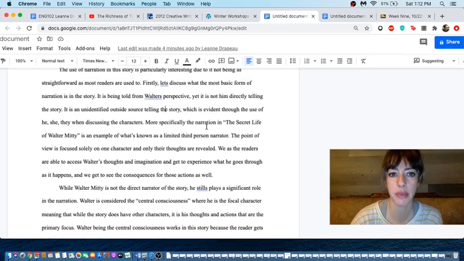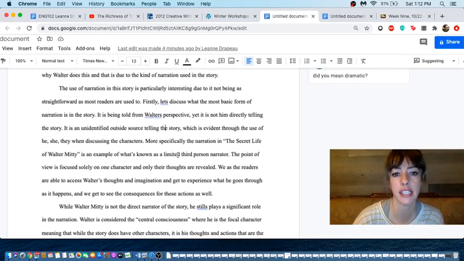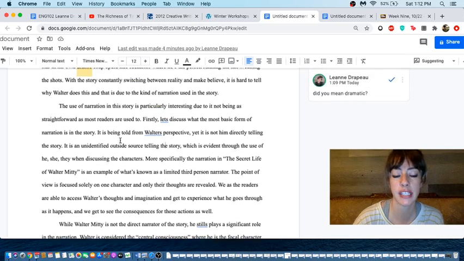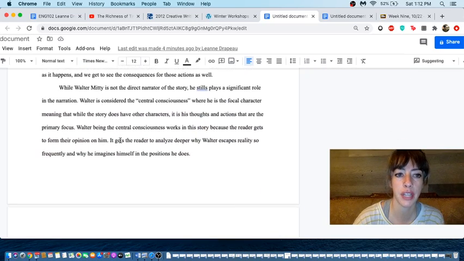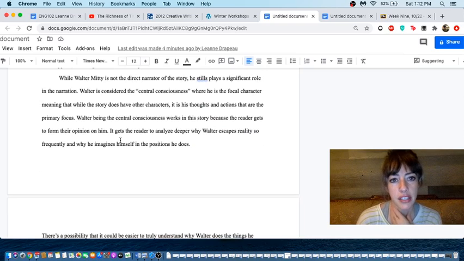Still, I don't think there would be a necessity for text evidence here, but let's see where we could put it in. "While Walter Mitty is not the direct narrator of the story, he still plays a significant role in the narration." So now we have another supporting point. "Walter is considered the central consciousness."